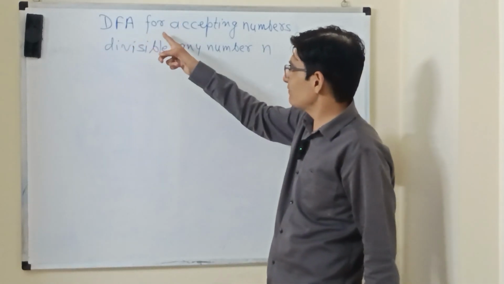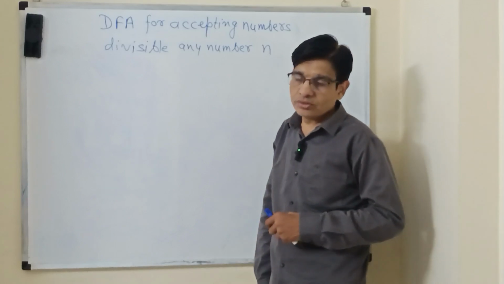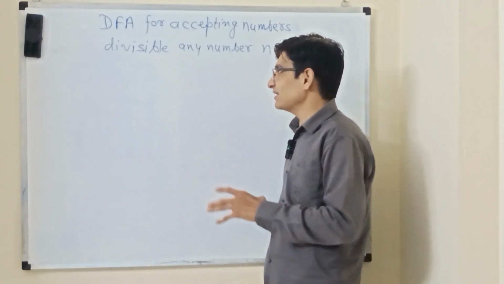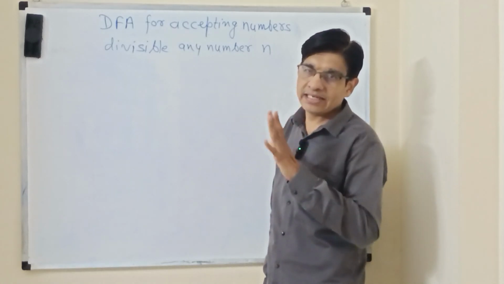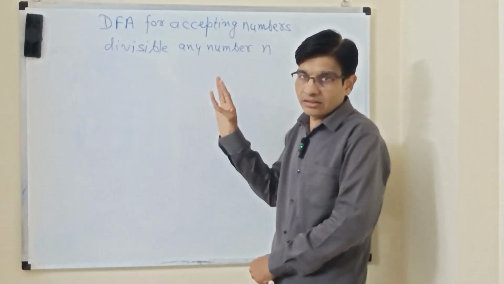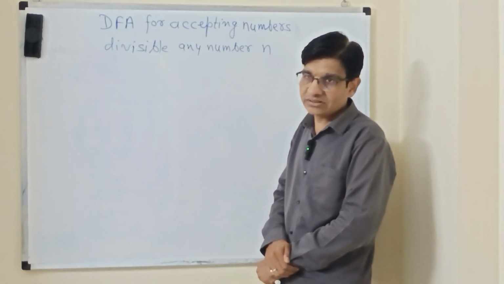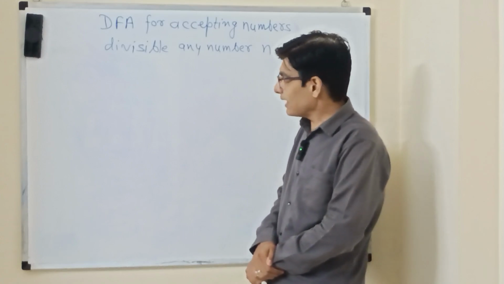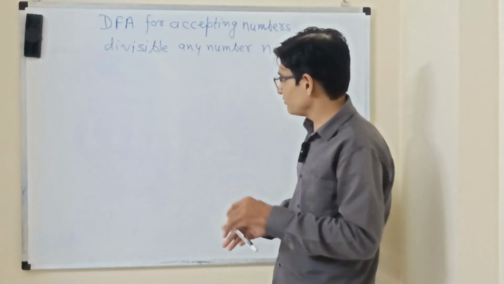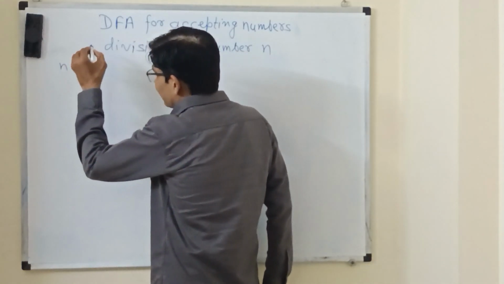So today's topic is DFA for accepting numbers divisible by any number n. In this video, we will discuss the general concept of making a DFA for accepting numbers divisible by any number. I will take one value of n, and then I will show you how to create a DFA for accepting numbers divisible by this number, and then you can apply the same logic for any number n. So we will start with n equal to 3. I'm taking n equal to 3, suppose.